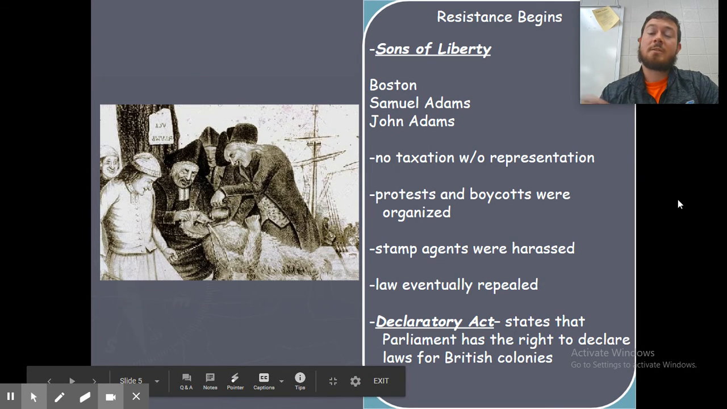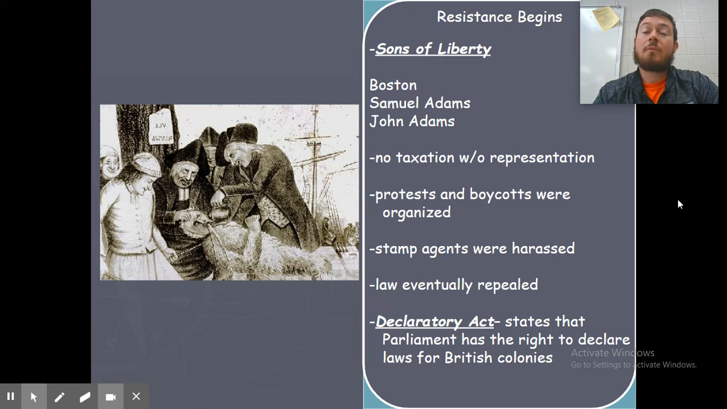So this is where the resistance begins. A group forms calling themselves the Sons of Liberty. In Boston, the two main people are Samuel Adams and John Adams. They kind of go under the credo of no taxation without representation. The protests and boycotts were organized. The stamp agents were harassed, and the laws eventually repealed.